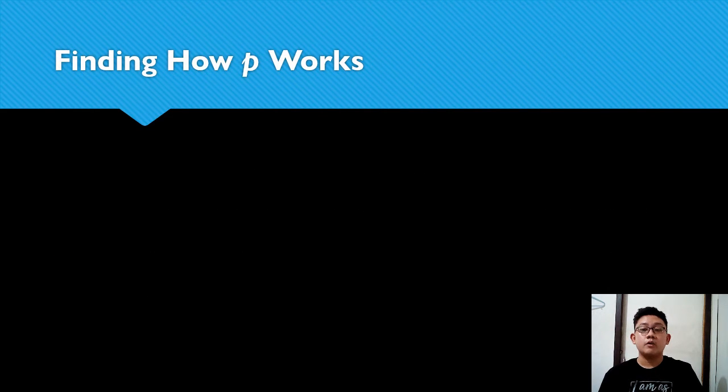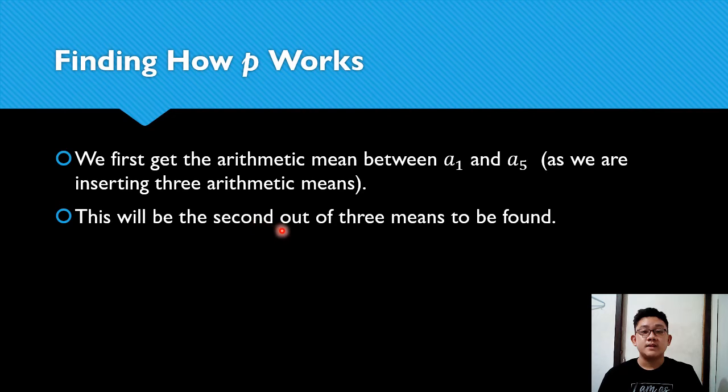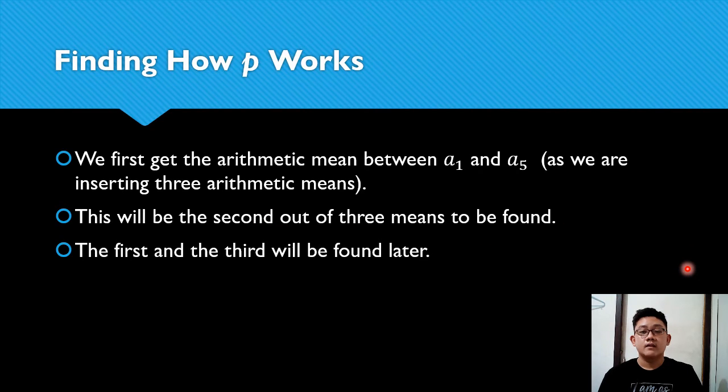So to find how p works, we first get the arithmetic mean between a sub 1 and a sub 5. So we are inserting 3 arithmetic means. This mean is the second out of 3 to be found. The first and the third, we'll find those later. So there you have it. M sub 2 is equal to a sub 1 plus a sub 5 all over 2.